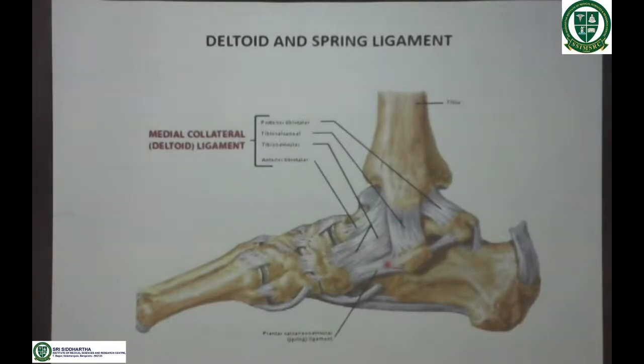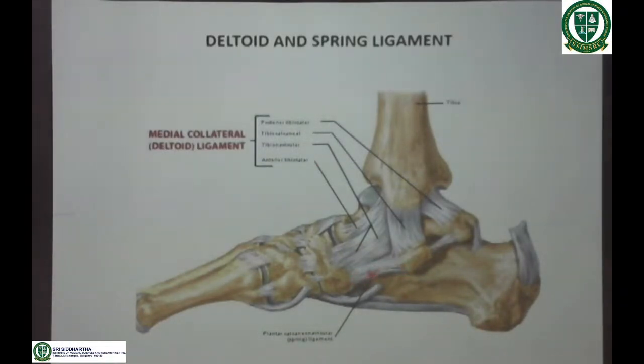This spring ligament supports the head of the talus. So, if there is any stress or strain, it can cause flattening of the spring ligament and the plantar aponeurosis, which leads to a condition known as pes planus, or flat foot. Once the foot is on the ground, the spring ligament gets stretched. When the foot is off the ground, it restores back to its original shape. That's why it is called the spring ligament.